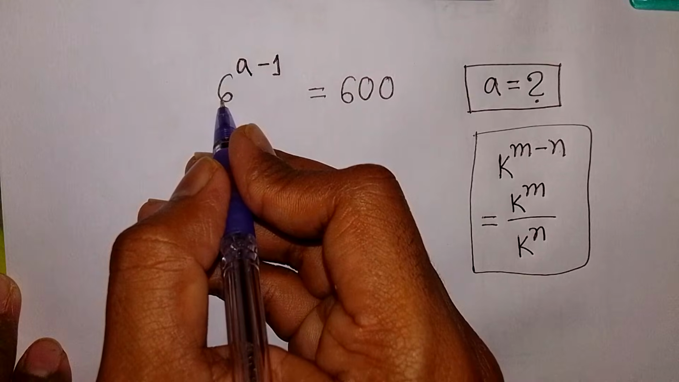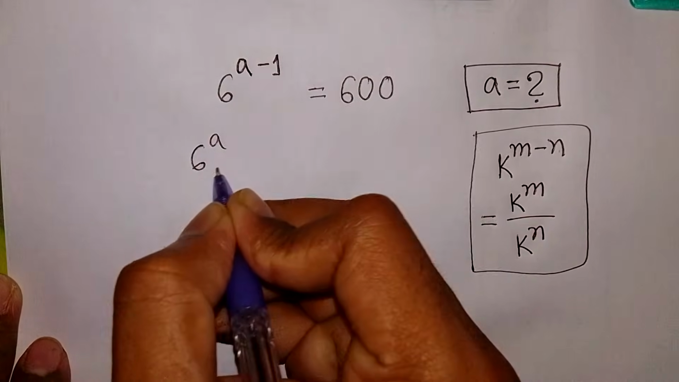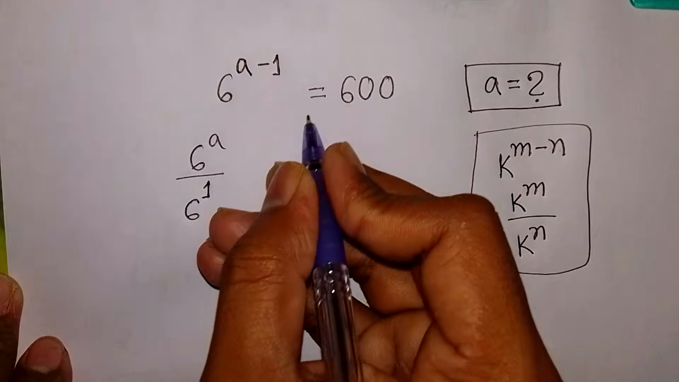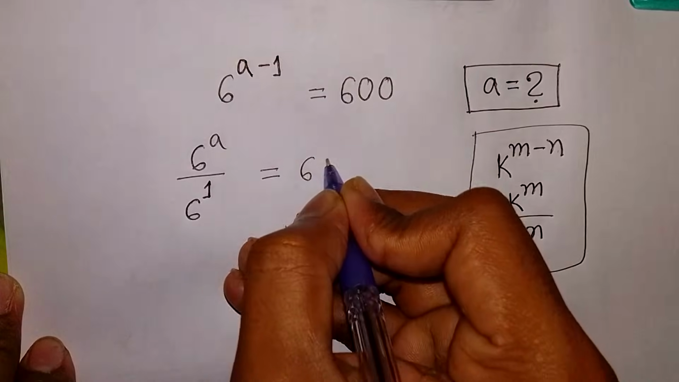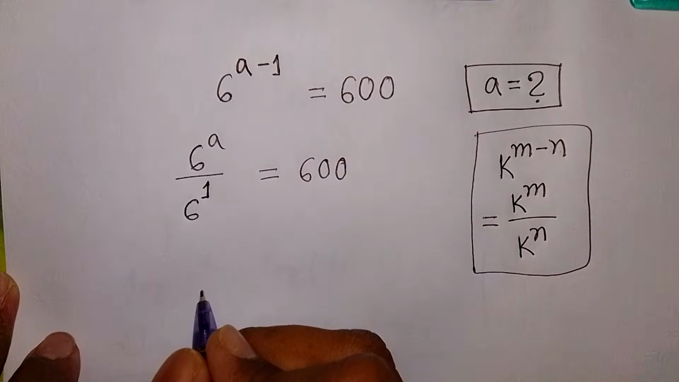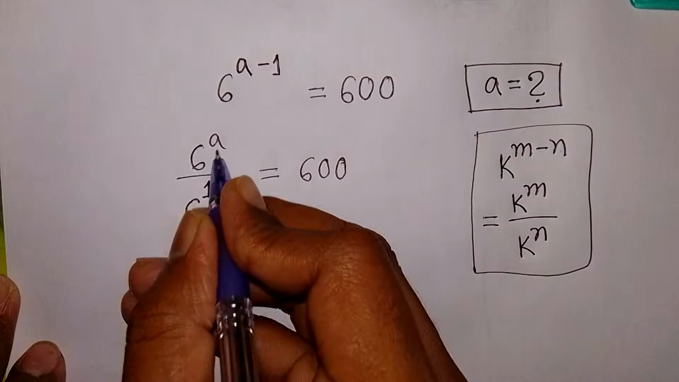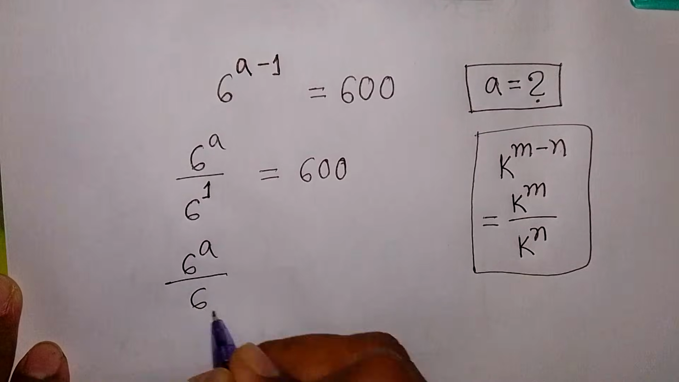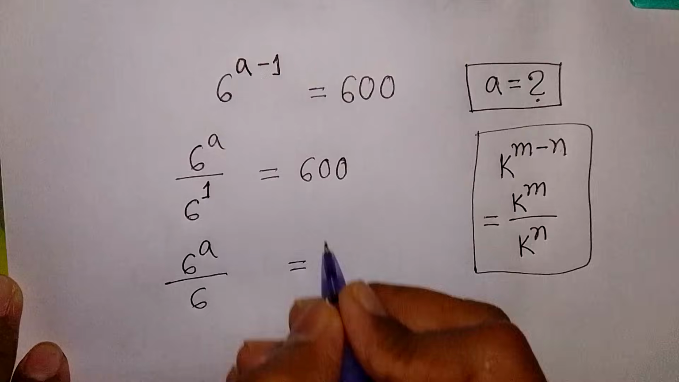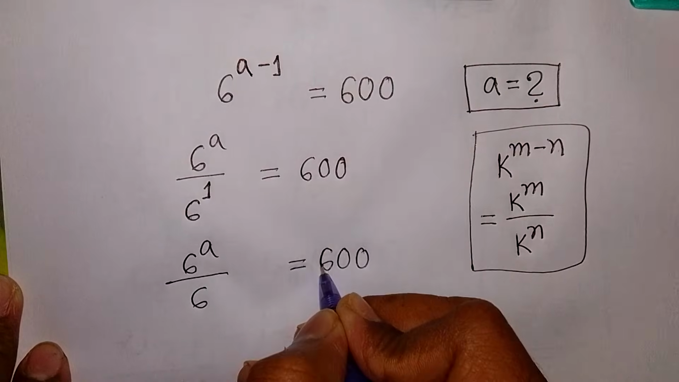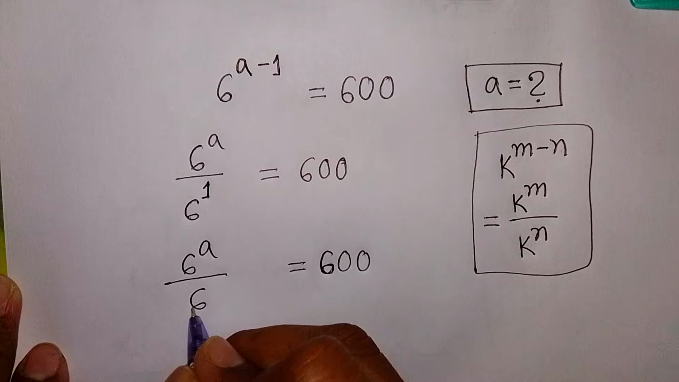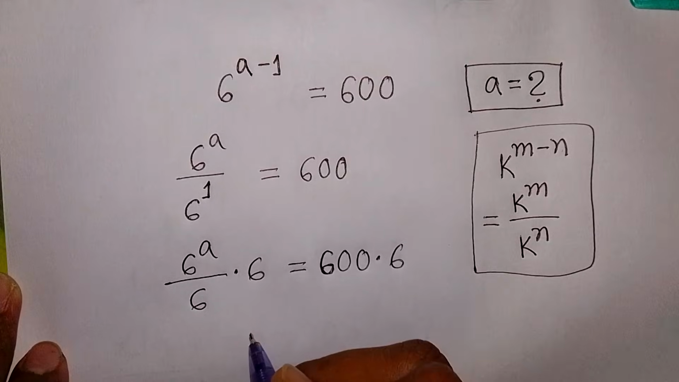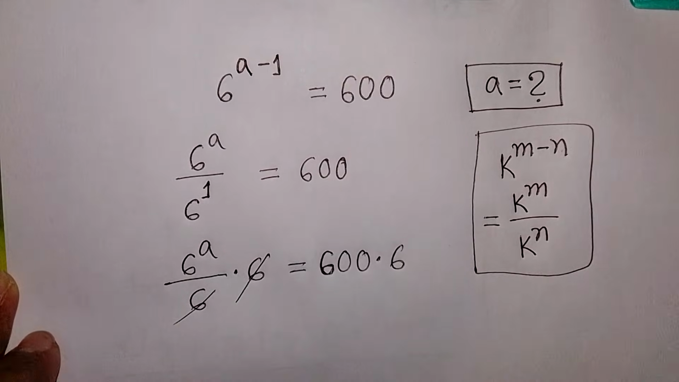So it will be 6 power a over 6 power 1 is equal to 600. Next step, we have 6 power a over 6 power 1 is same as 6 power a over 6 is equal to 600. Now we multiply by 6 on both sides. So multiply by 6, multiply by 6. This will be cancelled out.